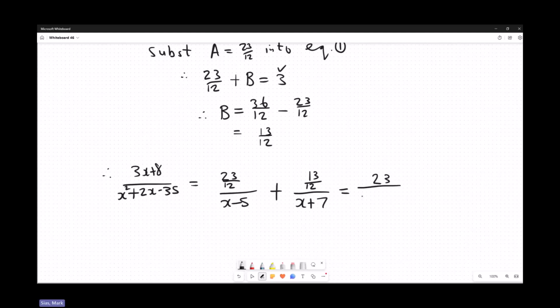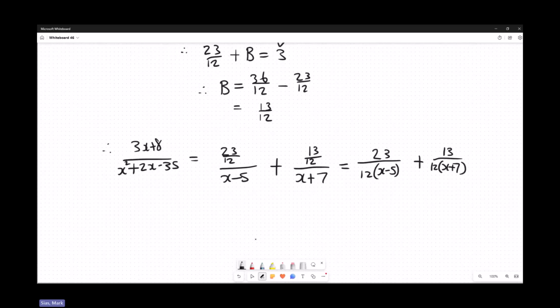You can write it as 12 times x minus 5 plus, and you can shift the 12 in the numerator to the denominator. 12 times x plus 7. And there's your partial fraction decomposition, okay? So that's what you targeted.